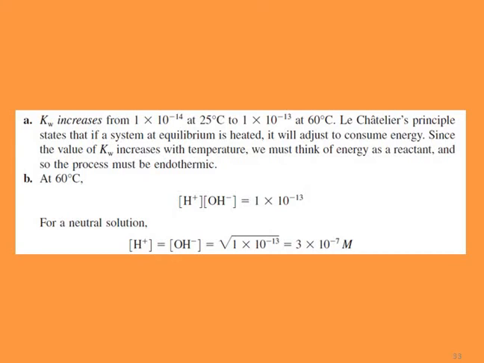Part B, we need to find out the concentration of proton and concentration of hydroxide. So H times OH is going to be 10 to the power of negative 13. So when we find the square root of 10 to the power of negative 13, we are dealing with 3 times 10 to the power of negative 7 mole per liter.